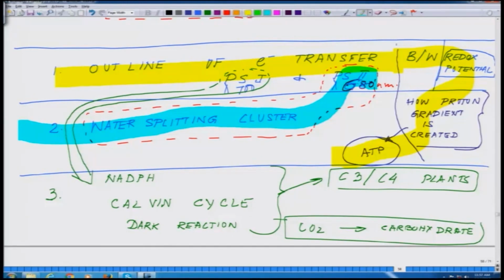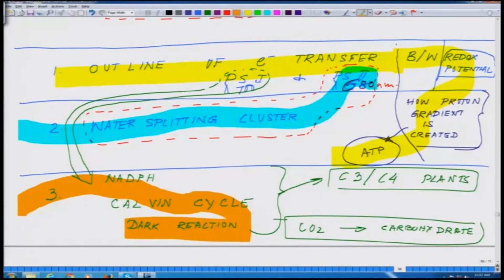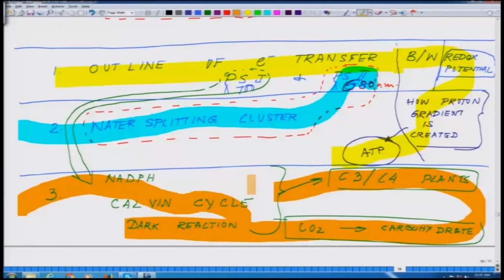And the third thing we will deal with is NADPH as a strong reductant driving the Calvin cycle, or the dark reaction, where carbon sequestration takes place, followed by C3 and C4 plants. So, these are the three aspects we will be dealing with.